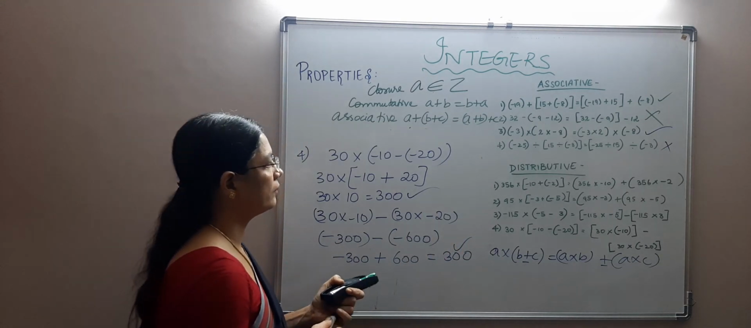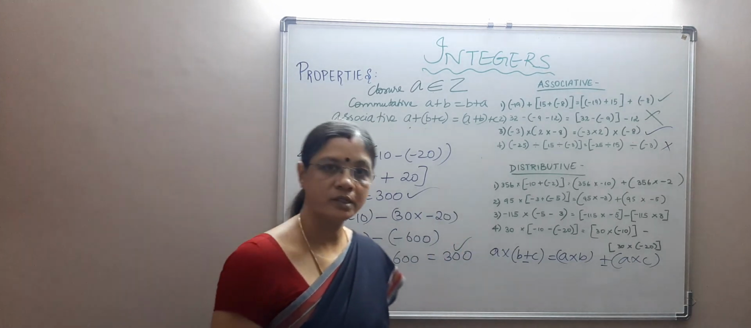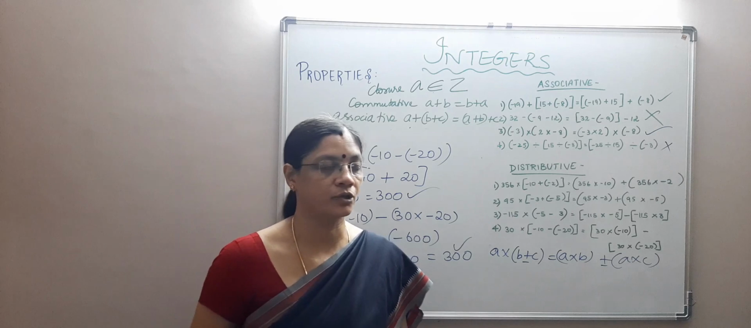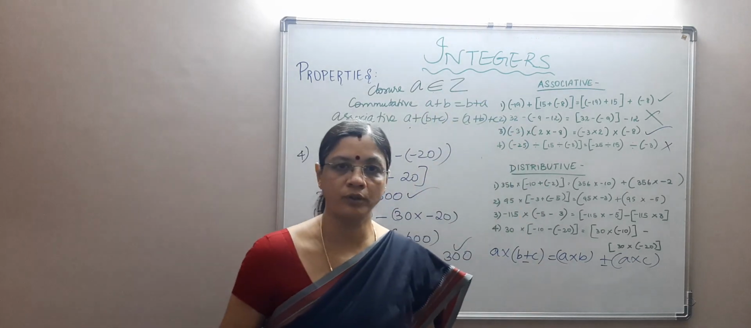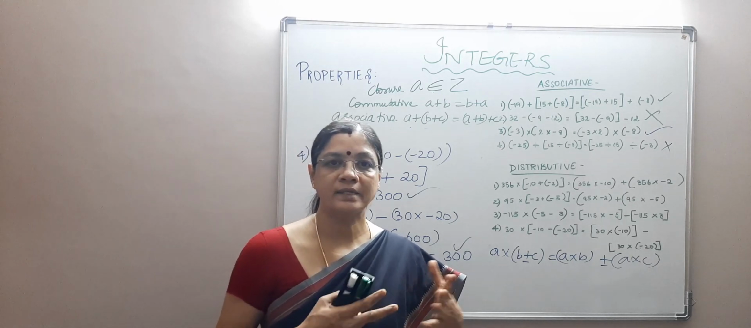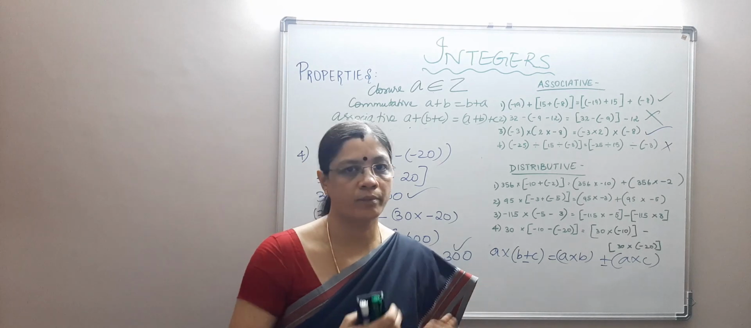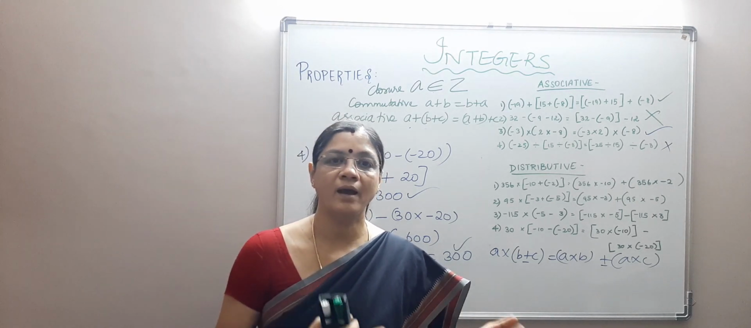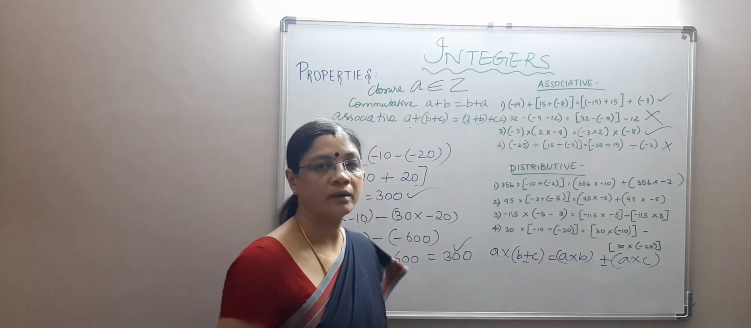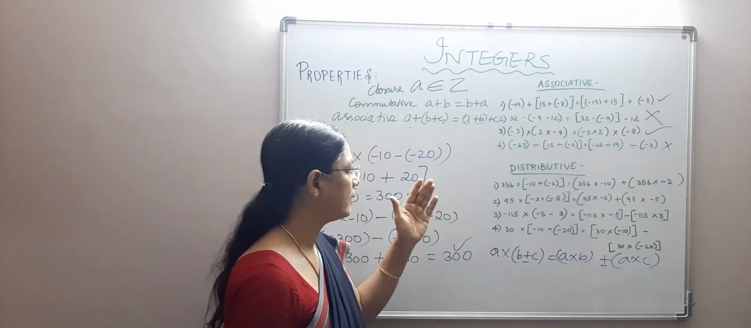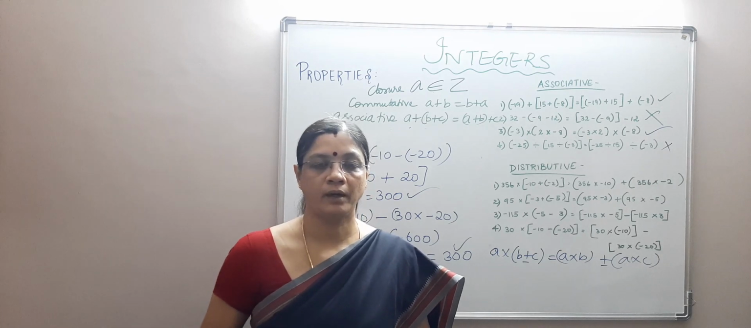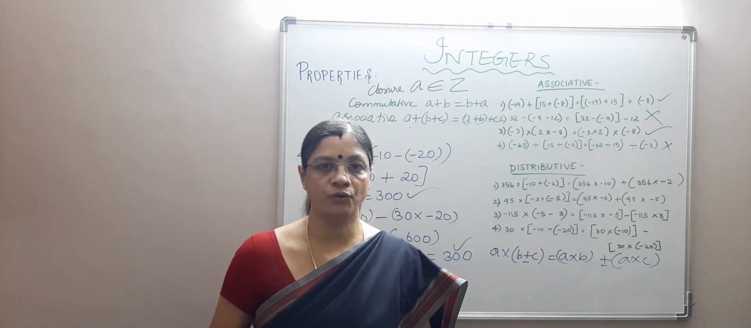So we conclude that integers obey distributive property for both multiplication over addition and multiplication over subtraction. So we have seen problems for all the properties like closure, commutative, associative and distributive. So in the next class we'll see some general problems involving integers where we'll have all the operations together. Until then, keep practicing the addition and subtraction of integers. Be thorough with the rules of addition, subtraction, multiplication and division of integers.